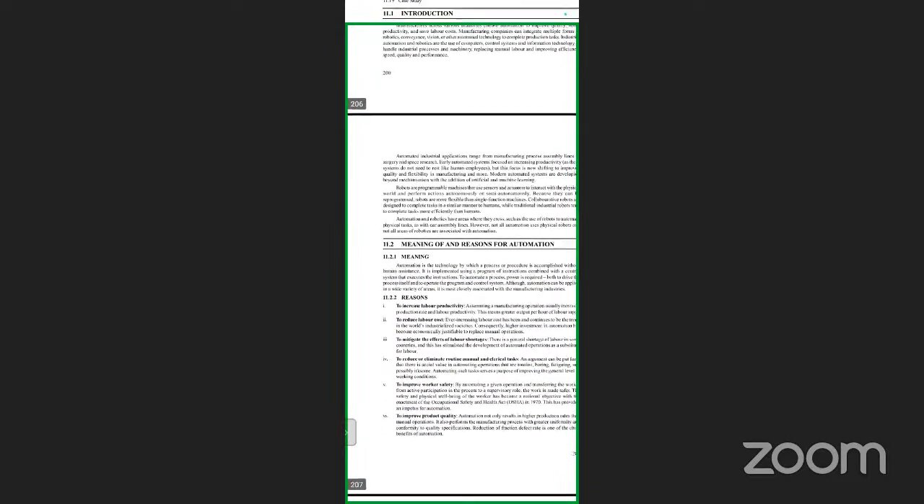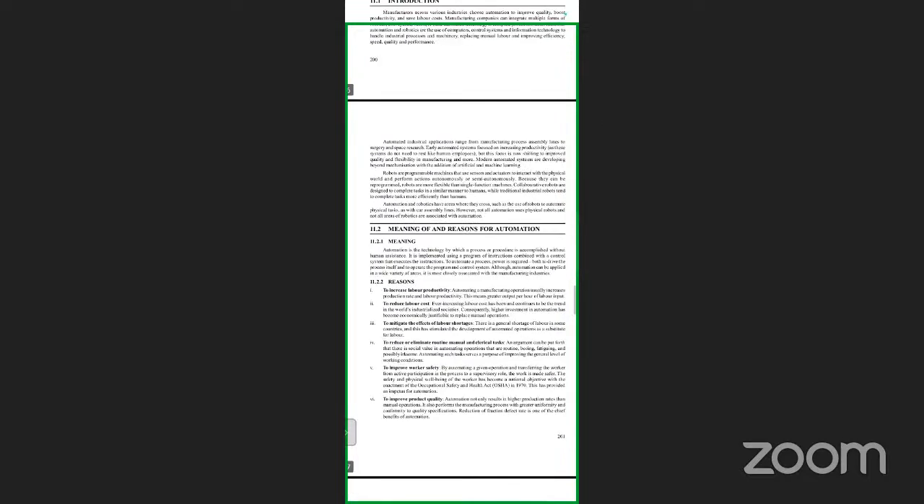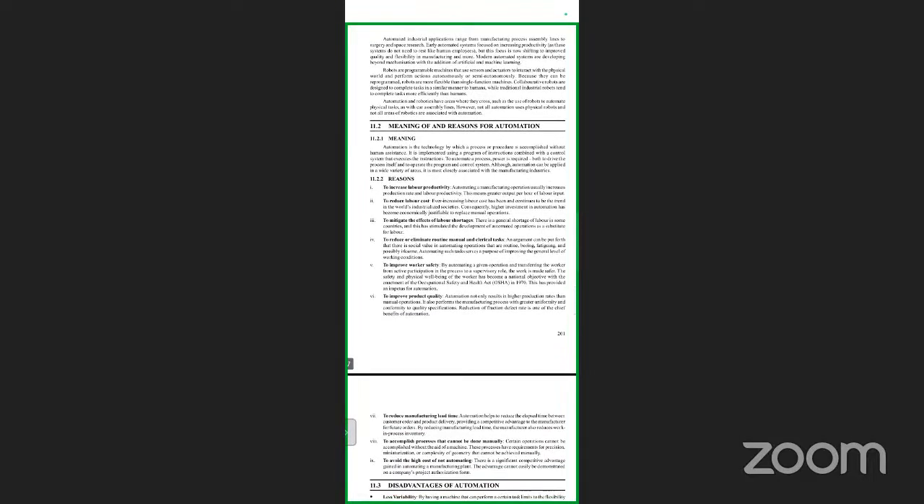So just look at here, what is the meaning and reasons for automation? Let's look into that. Automation is a technology in which a process or procedure is accomplished without human assistance, and it is implemented using a program of instructions combined with a control system that executes instructions. The reasons for it are to increase labor productivity and to reduce labor cost. Why? Because when you're going for automation, obviously there will be more use of machines rather than labor payments.